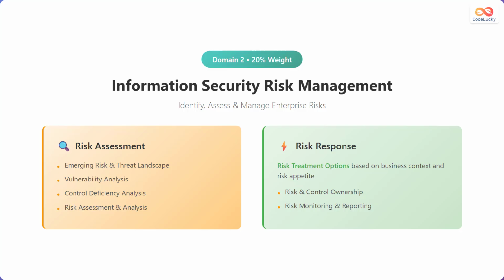Control deficiency analysis evaluates existing security measures to determine their effectiveness. Risk assessment and analysis combines these elements to provide a comprehensive view of organizational risk exposure. On the response side, risk treatment options must be selected based on business context and the organization's risk appetite. Risk and control ownership ensures clear accountability for managing identified risks. Risk monitoring and reporting provides ongoing visibility into the organization's risk posture and the effectiveness of implemented controls.